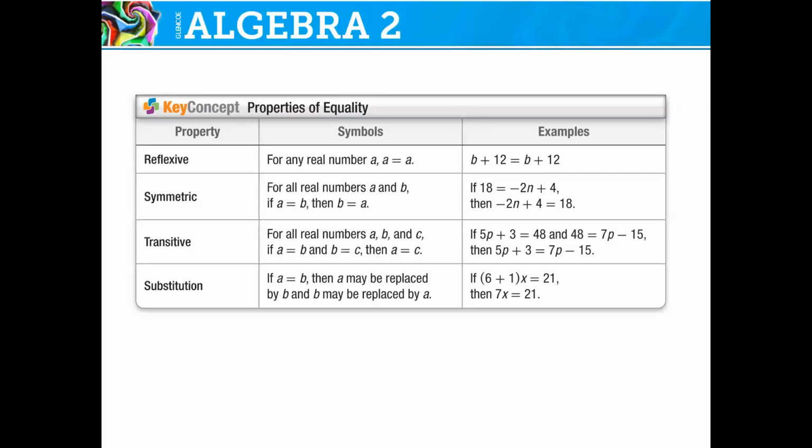Transitive property is a beautiful property. It says that for all real numbers A, B, and C, if A is equal to B and B is equal to C, then A must also be equal to C. Okay? So if I have two things that are equal and one of them is equal to a third item, then both of those are going to be equal. Your example: 5p plus 3 is equal to 48, and 48 is equal to 7p minus 15, then through the transitive property, 5p plus 3 must be equal to 7p minus 15.